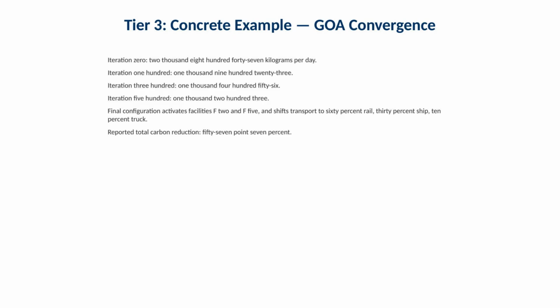The final optimized configuration activates facilities 2 and 5, which are the lowest emission facilities in the example. The reported transport mix becomes 60% rail, 30% ship, and 10% truck. The reported total carbon reduction is 57.7% compared with the initial solution.